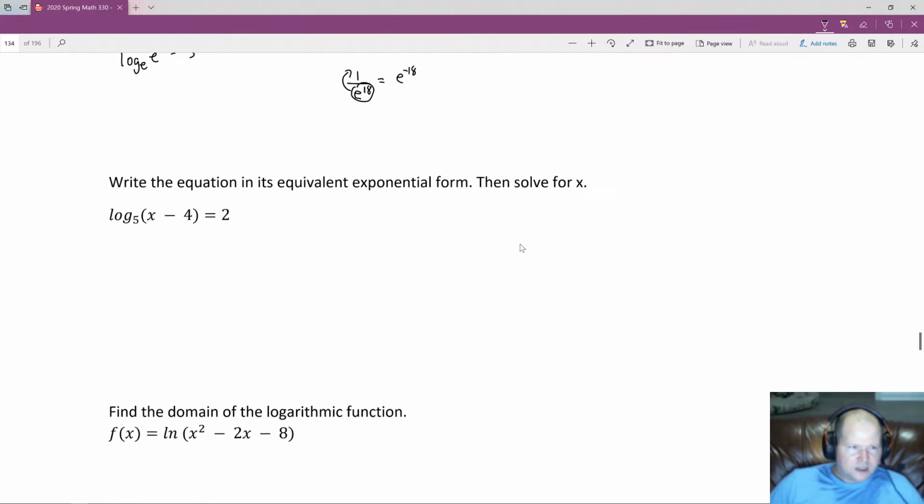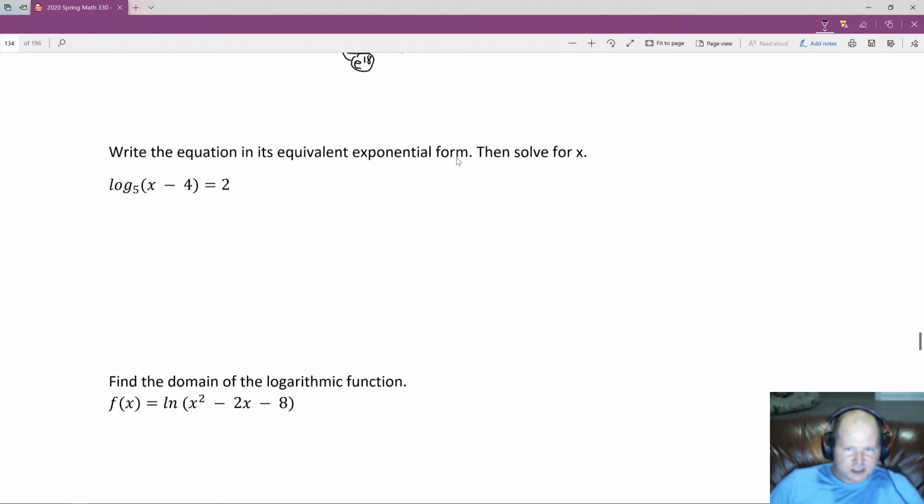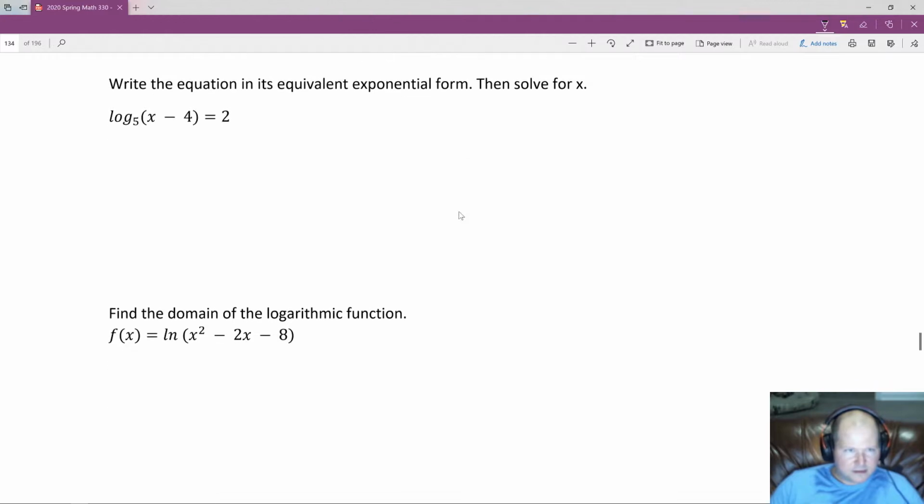All right, so let's try this one. Write the equation in its equivalent exponential form, then solve for x. All right, so let's try that. So first of all, what's the base? Well, the base is 5. What's the exponent? The exponent is 2. What is the argument? It's going to be what it's equal to right here. So we say x minus 4.